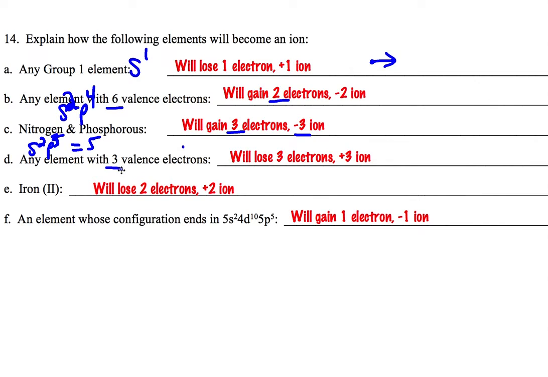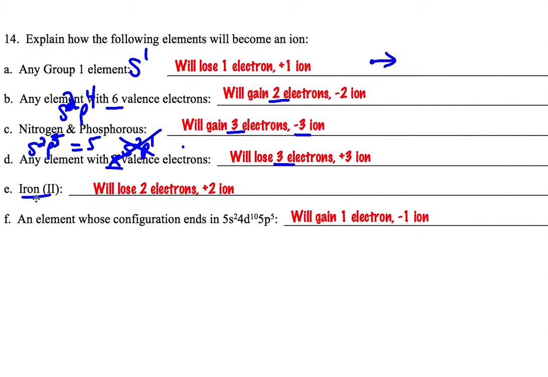If you have 3 valence electrons, gaining 3 more is not going to help. Gaining 3 is only going to get you up to 6, so you don't want to gain 3. You're going to lose 3. You're going to kick out all 3. So that means you're kicking out your s2 and your p1 together. So s2, p1, they all get kicked out, and you lose 3 electrons, so you end up with a plus 3 charge because you have fewer negatives than positives.